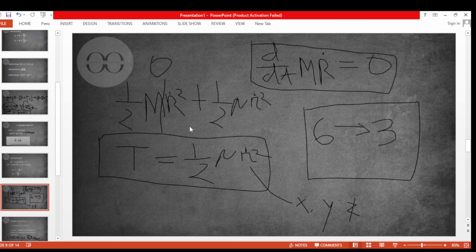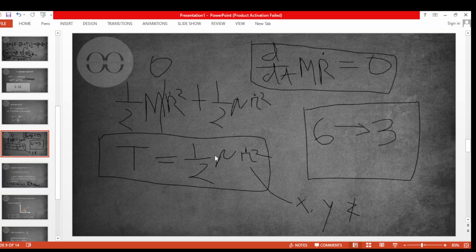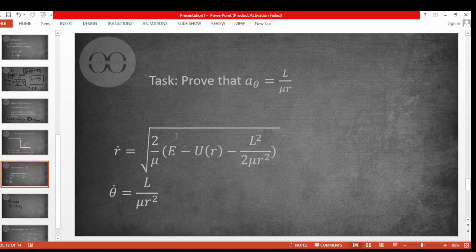Well, then we substituted the value of r dot in our 3 degree of freedom kinetic energy equation, and then we found one singular term, which is half mu r dot square. It is now a singular term, and it had 2 degrees of freedom, as we can see from our angular momentum equation, which has a component in z direction. That means our motion is in the xy plane. That means this had 2 degrees of freedom, which are x coordinate and y coordinate.